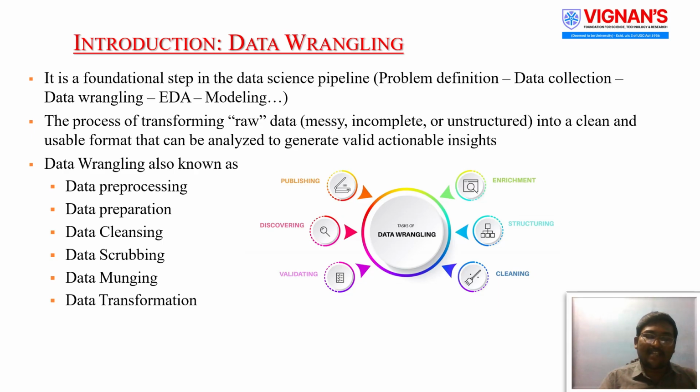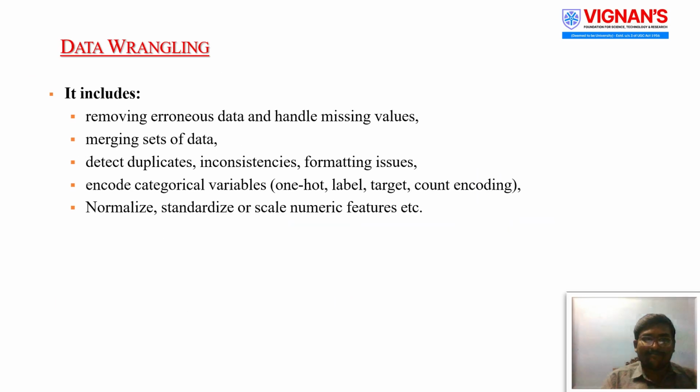Data wrangling is also known by several other names, including data preprocessing, data preparation, data cleansing, data scrubbing, data munging, and data transformation. Let's see how this is done and how it is useful for making a valuable and reliable outcome. Data wrangling deals with irrelevant data, which means data that is not useful for making the outcome of a product, like inconsistent data, null values, missing data.